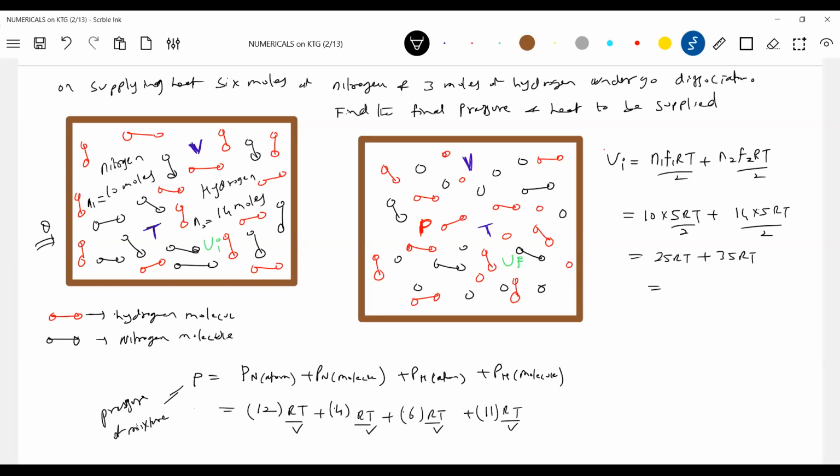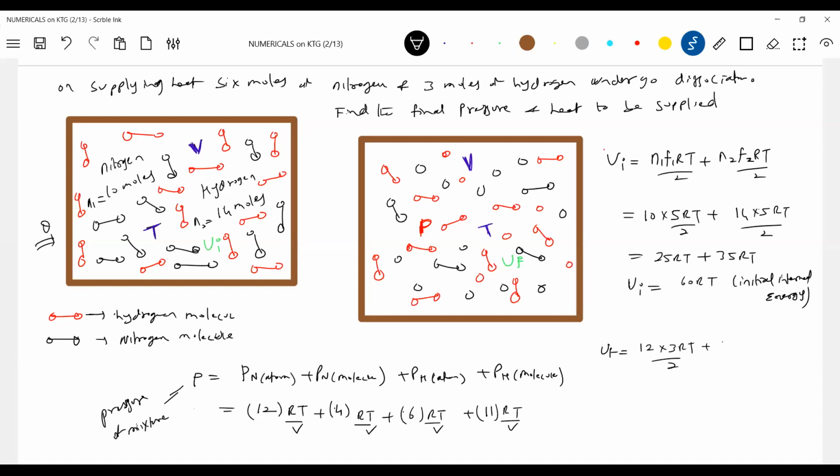So 30, this will be 50, 60 RT. This is the initial internal energy. Now, the final energy, how much should it be? Let me write it directly. The number of moles of hydrogen atoms is 12, degree of freedom 3, so 3RT.